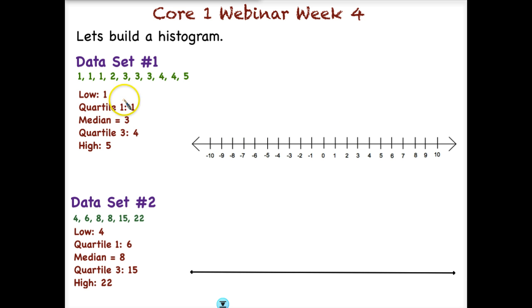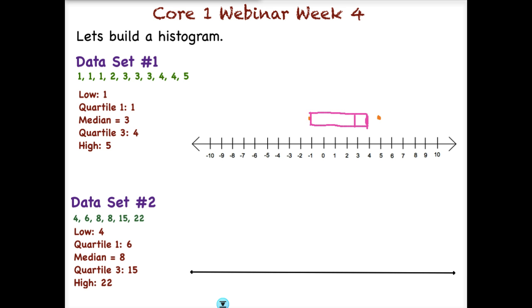When you have a box plot, your low is 1, so you put a dot where the low is. Your high was 5, so you put a dot where the 5 is. And then these quartiles and the median, you put lines. So quartile 1 is actually on this 1, so I'm going to put a line there on the low. The median is at 3, and quartile 3 was at 4. So I'm putting these lines, and then all you have to do is connect all the lines into one box, just like this.